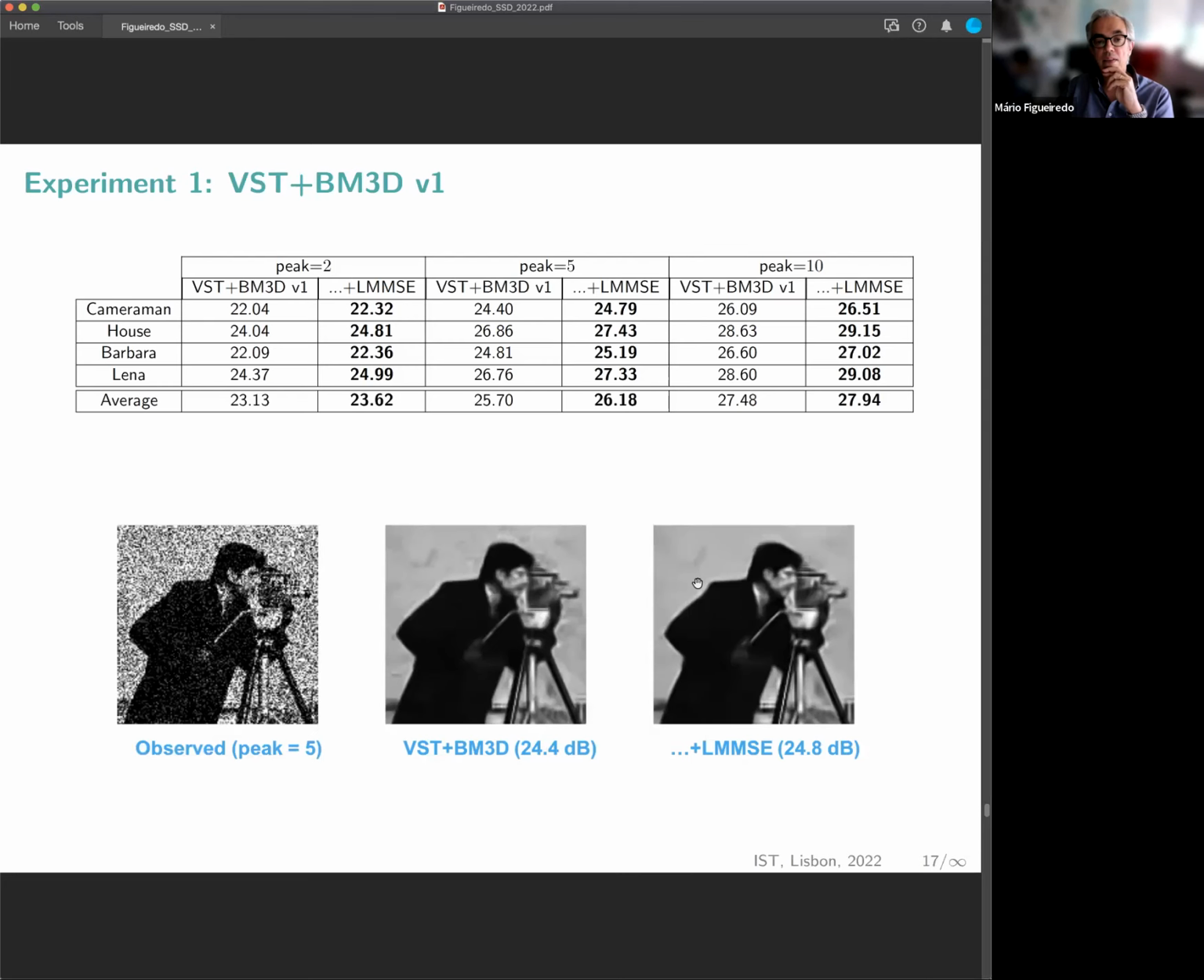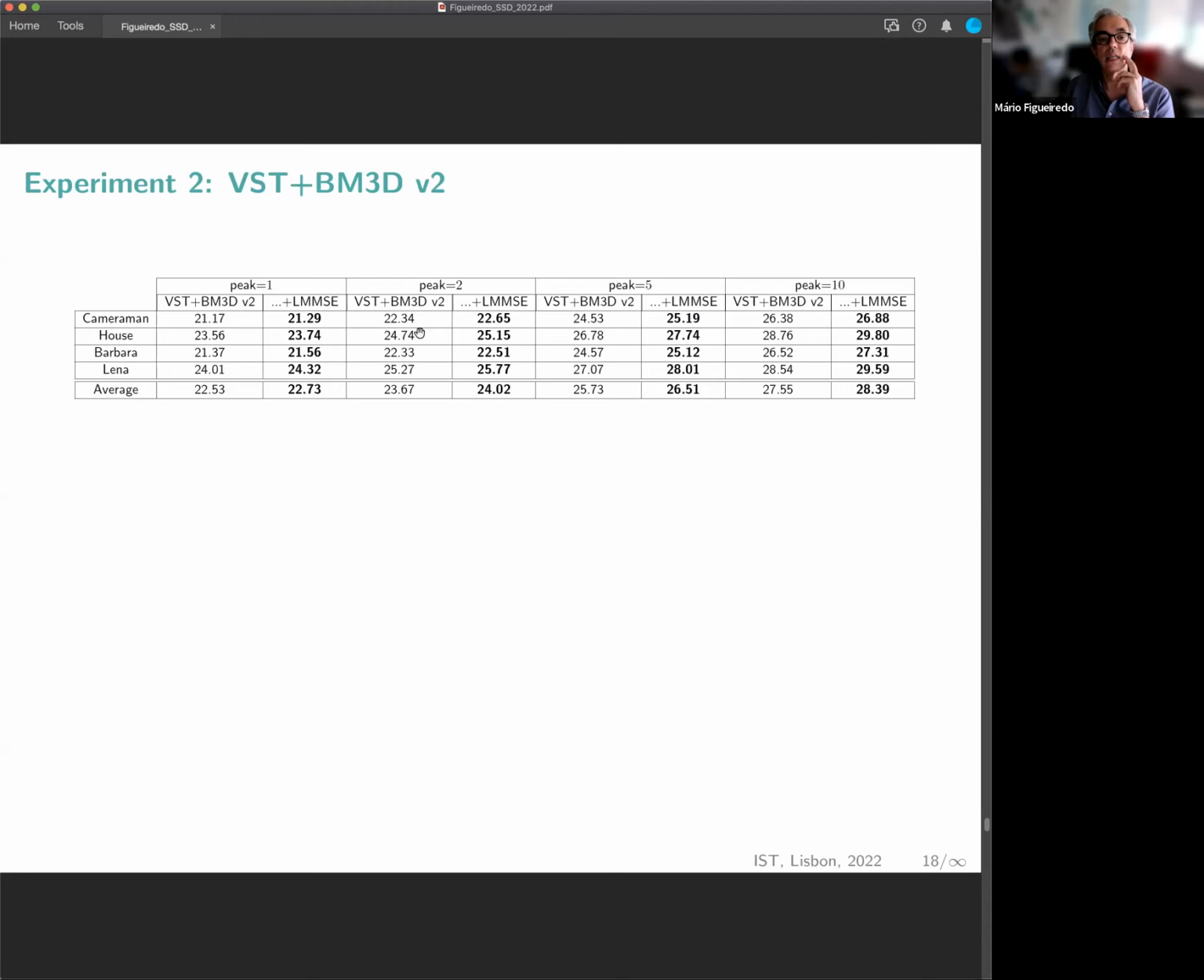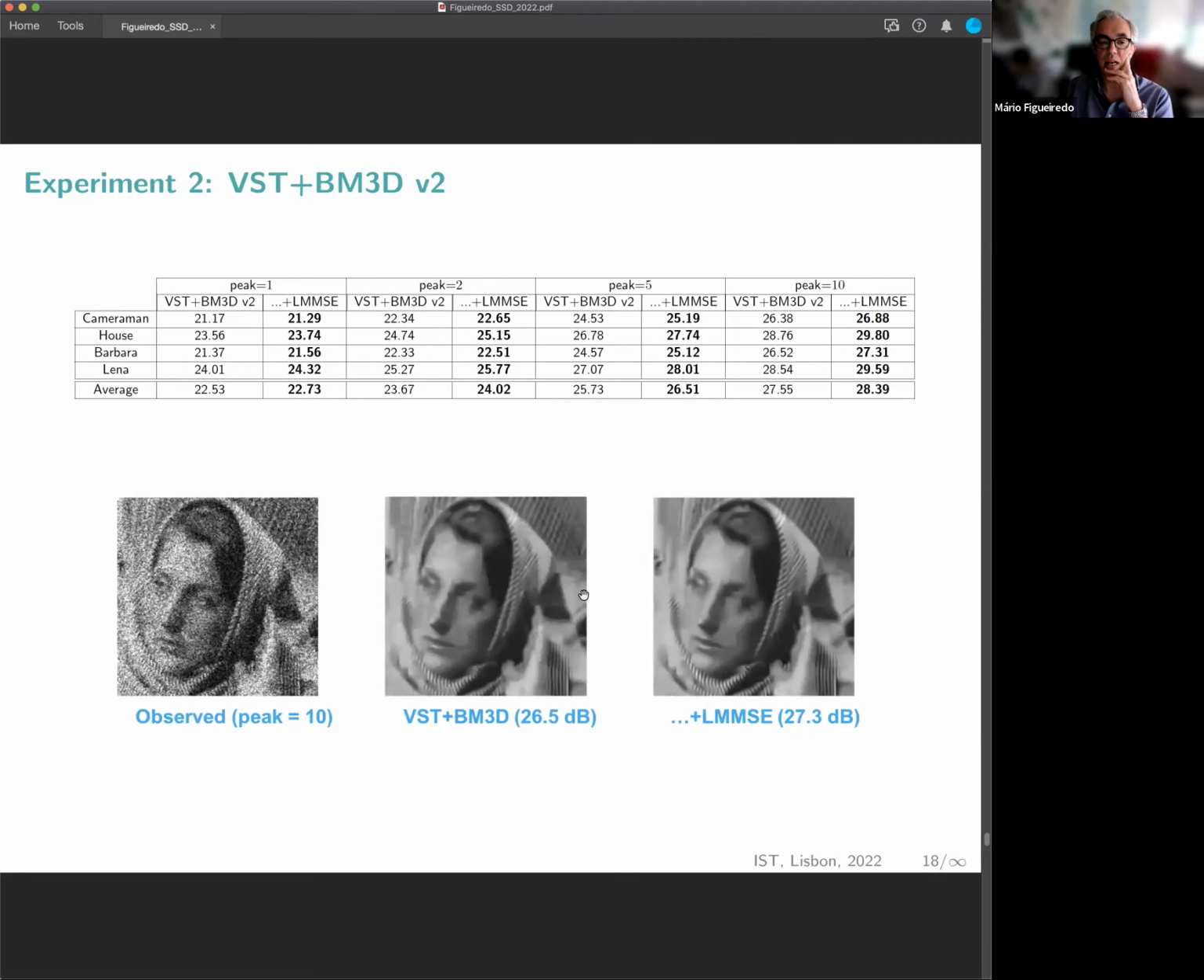So this is the same, but for a slightly better method. So it's the second version of this variance stabilization plus BM3D. For example, for the cameraman at peak 2, this gets 22.04, and this gets 22.34. So this is already like 0.3 dBs better than the previous one. But our LMMSE post-processor keeps on doing its job, which is takes this and improves it by around 0.2, 0.3, in this case 0.4 dBs. Okay, again, an example.